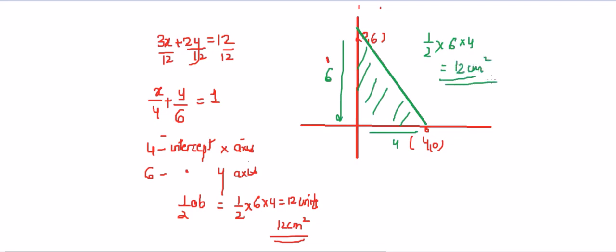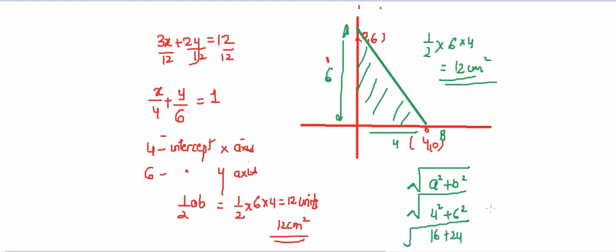If the question is to find the length of the line, that is AB, we know it's root of a squared plus b squared. So it's root of 4 squared plus 6 squared, 16 plus 36, and you'll get root 52. So this is your final answer. You can say this is the length.